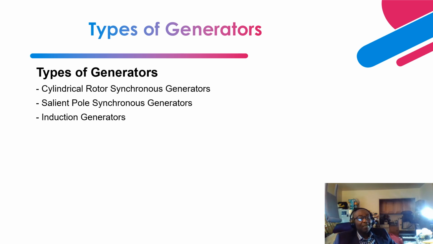But for gas turbine plants, oil plants, and coal power plants, most of them utilize a cylindrical rotor, and steam turbine plants utilize a cylindrical rotor. And some also utilize an induction generator. We have induction generators utilized in wind farms.